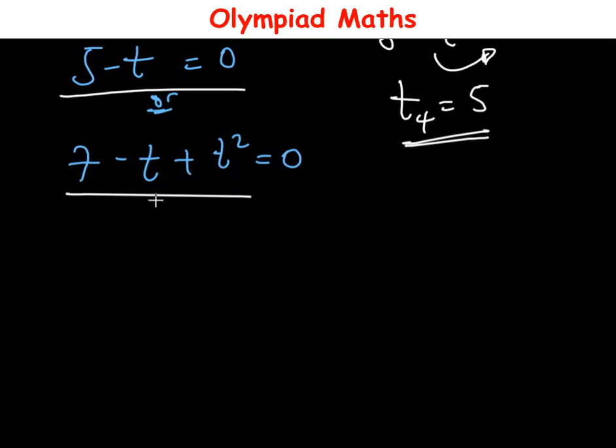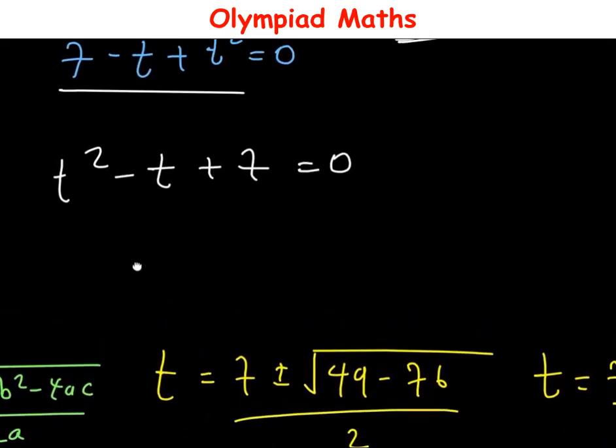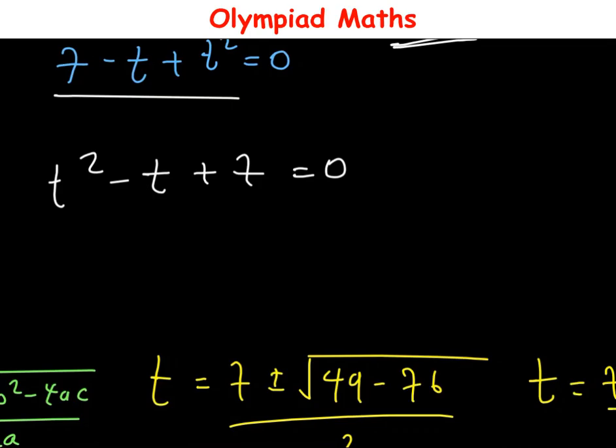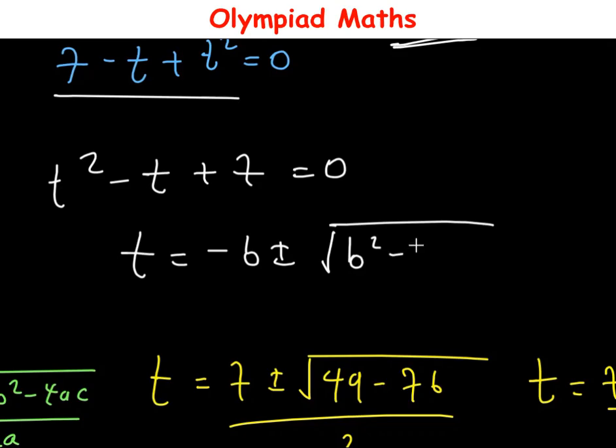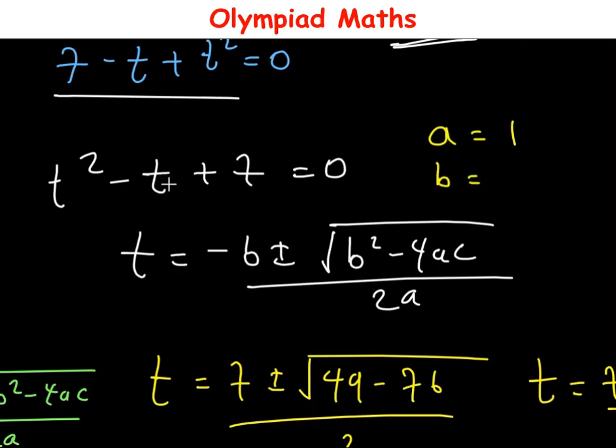So let's first rearrange this. This will become t squared minus t plus 7 is equal to 0. And here we have a quadratic equation. So to solve for the value of t, we are going to make use of the quadratic formula, which is given by t is equal to minus b plus or minus square root b squared minus 4ac all over 2a. And in this case, the value of a is the coefficient of t squared, which is 1. The value of b is the coefficient of t, which is minus 1, while the value of c is equal to the constant, which is 7.